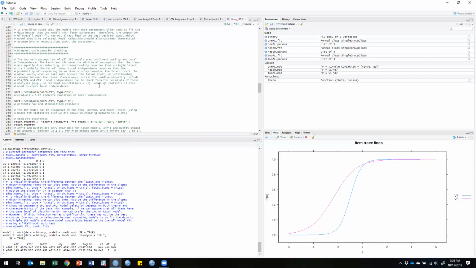The two main IRT assumptions are unidimensionality and local independence. We could also say the Rasch model and the 1PL model make an additional assumption that the items are equally discriminating. But all the IRT models assume unidimensionality, which basically requires that there's a single latent construct that underlies a set of items.